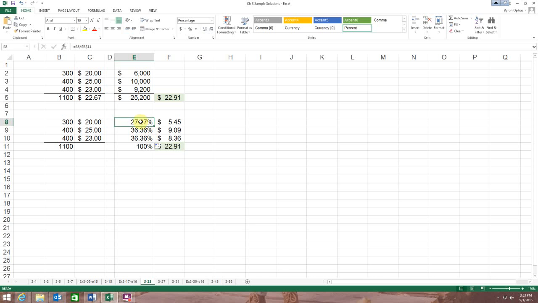Then what I would do is take this times the price that I paid. So 27.27% of the shares were purchased at $20. So I just have to say that this is equal to my 27 times my 20. And again, that's going to stay relative, so I drag that down. And then I simply do a total here, or a sum, and I come up with the same number, a weighted average price of $22.91.